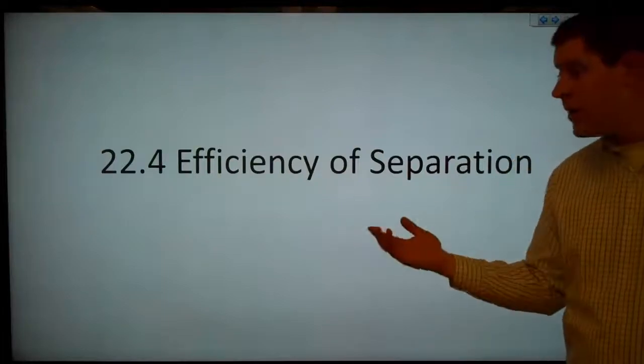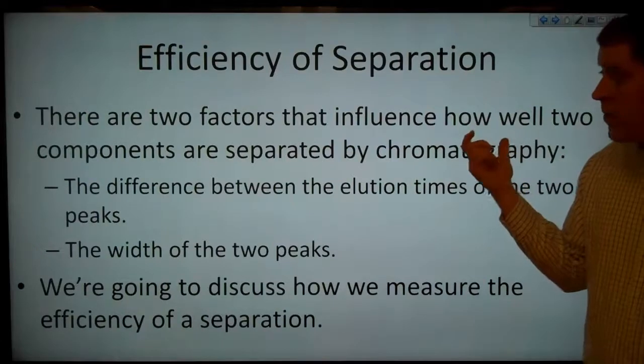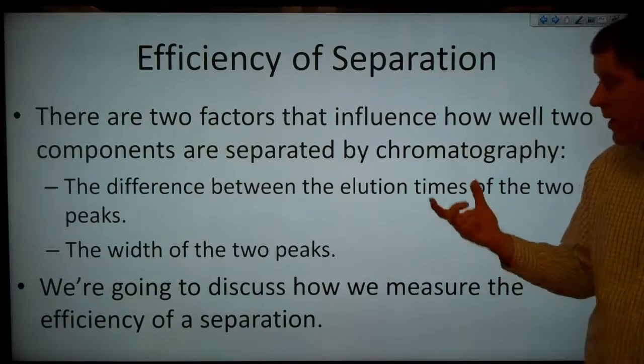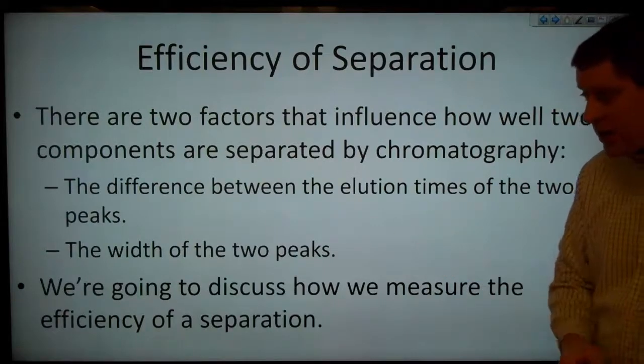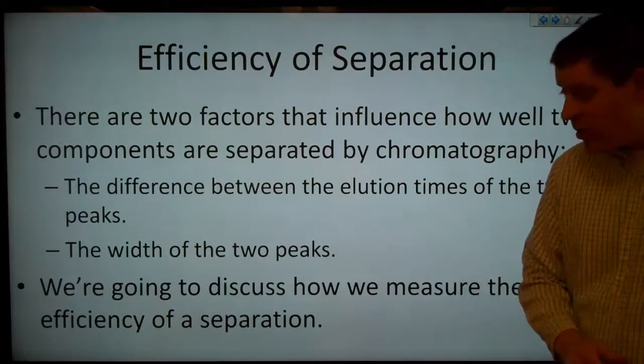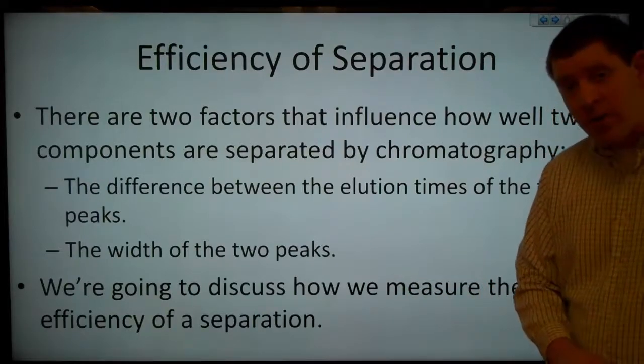Welcome to efficiency of separation. There are two factors that influence how well two components are separated by chromatography: the difference between the elution times of the two peaks, and the width of our two peaks. We're going to discuss how we measure the efficiency of a separation.